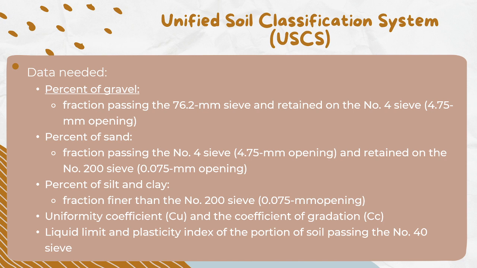So specifically, the data needed are, first, the percentage of gravel. This is the fraction passing the 76.2 mm sieve and retained on the number 4 or 4.75 mm sieve opening. The next is the percentage of sand, which is the fraction passing the number 4 sieve and retained on the number 200 sieve. And lastly is the percentage of silts and clay, which is the fraction passing the number 200 sieve. Sometimes we also need the uniformity coefficient CU and the coefficient of gradation CC. And lastly, for the plasticity, we need the liquid limit and the plasticity index of the soil.